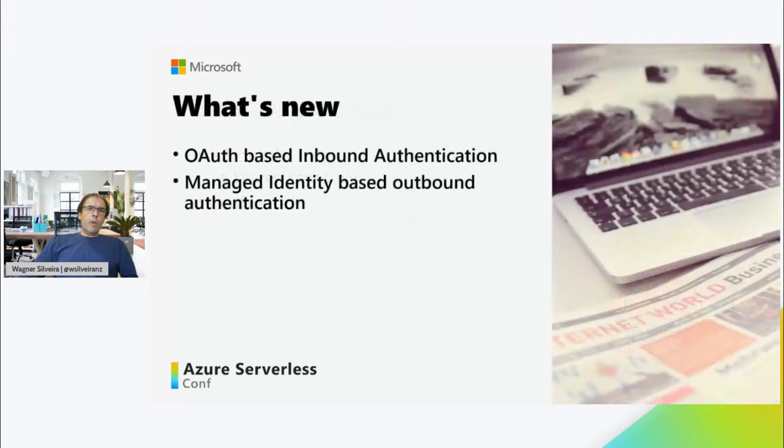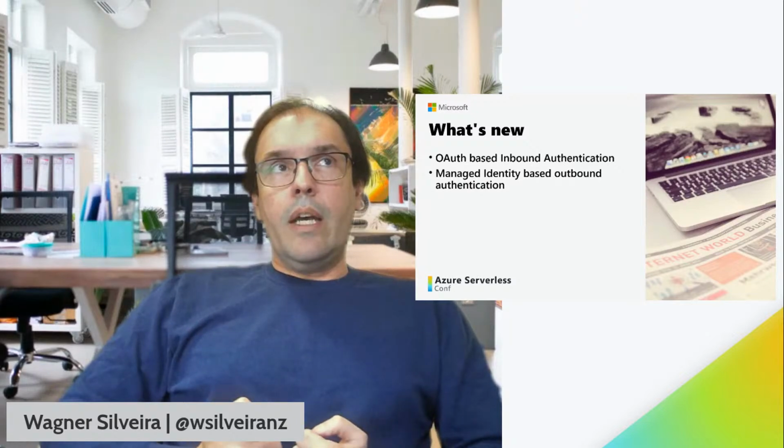So what is new on that? There are two things that are really, really interesting. When you're thinking about inbound authentication, we now have the ability to do OAuth-based authentication with Logic Apps when you're trying to make a request to that logic app. And when you're thinking about outbound authentication, now you have the ability to create a managed identity for Logic Apps and use that to authenticate against some of the connectors, right?